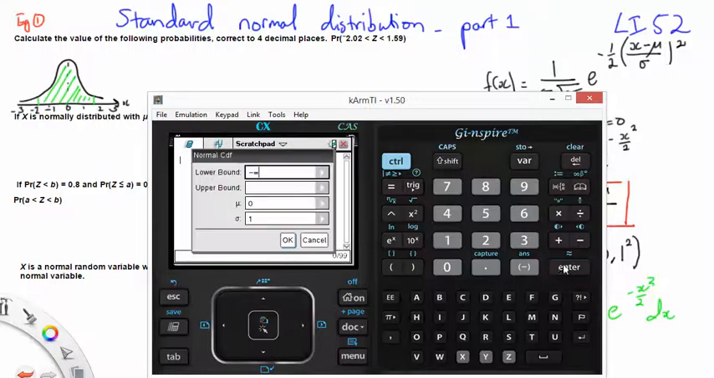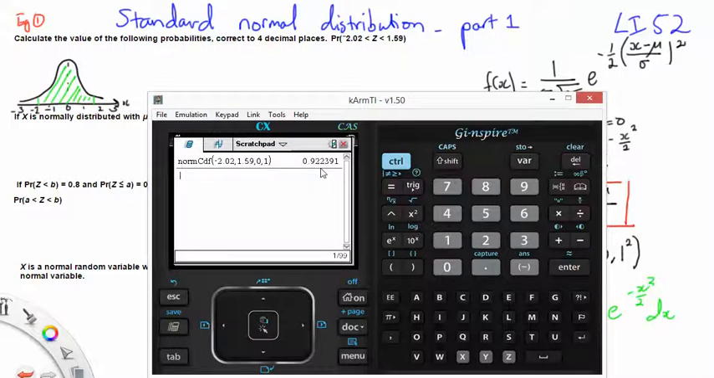So we grab this one. Here we are. What this does is assume a lower bound of -infinity. So it fills all this, but our lower bound here is -2.02. So let's put that in. Our upper bound is 1.59, and you can see it's already filled in for the standard normal distribution for mu and sigma, so we don't need to worry about that. Let's press OK. There you are. 0.9224 is your answer. Watch out, once correct to 4 decimal places, don't mess up your rounding.